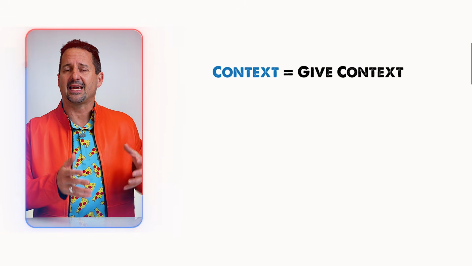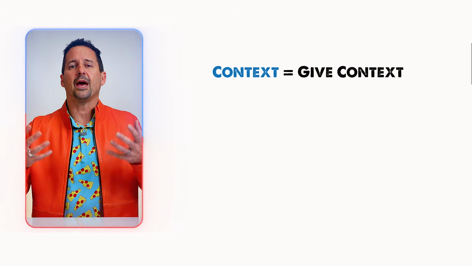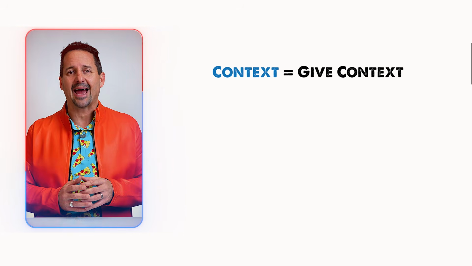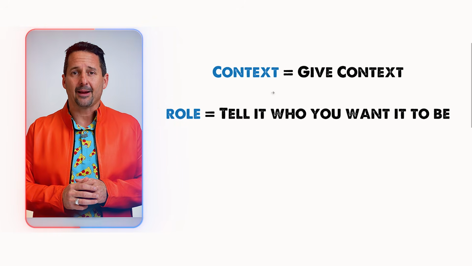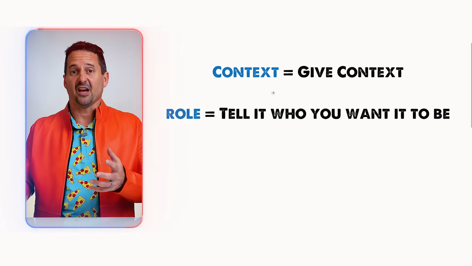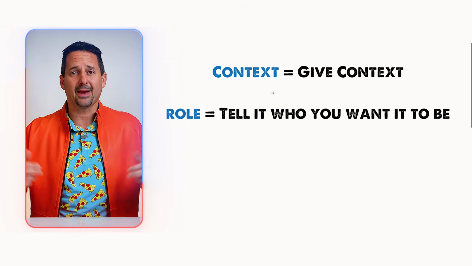First up is context. You need to give ChatGPT context of who you are, what you do, and what you're trying to accomplish in this chat today. The next is the role. What role do you want ChatGPT to play? Do you want it to be a marketing director, a CFO, an accountant? Maybe you want it to be Matt Plapp.